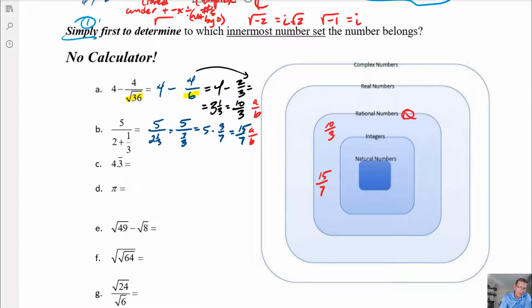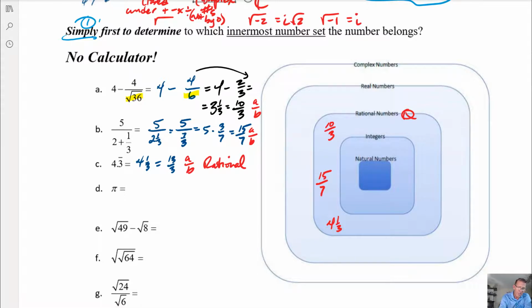Okay, next one, 4.3 bar is the same thing as 4 1/3, which is the same thing as 13/3. 3 times 4 is 12, plus 1 is 13. And that, again, is a rational number. So 4 1/3 lives in here. Anytime you can write a number as a ratio of two integers, it is rational.